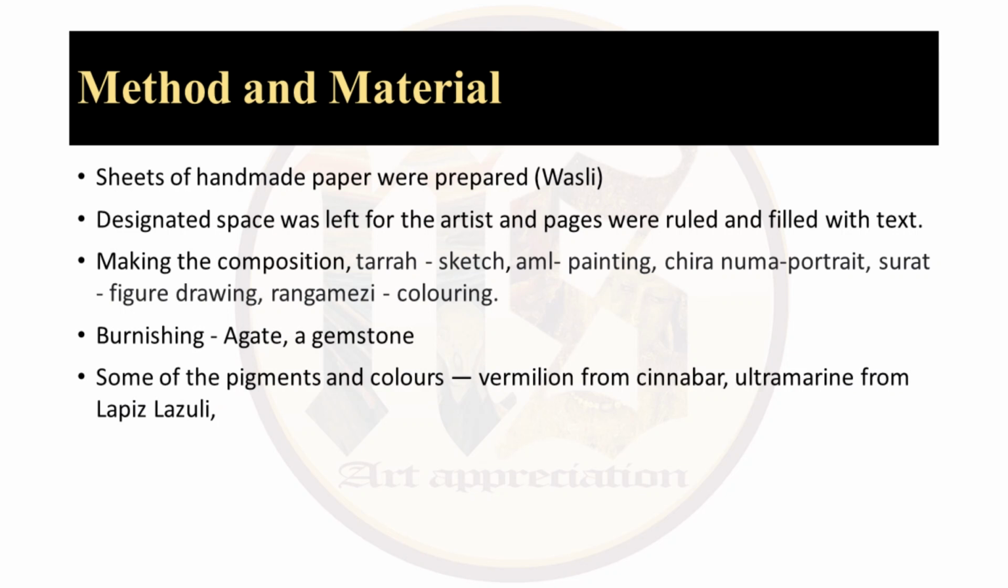Then the pigments and colors that were used: vermilion was for cinnabar, ultramarine for lapis lazuli, bright yellow for orpiment. Then shells were for white, lamp black for charcoal, and golden and silver leaves were also used to bring royalty and that kind of shine to the painting. Then the brushes that were used were from the hair of squirrels or kittens.